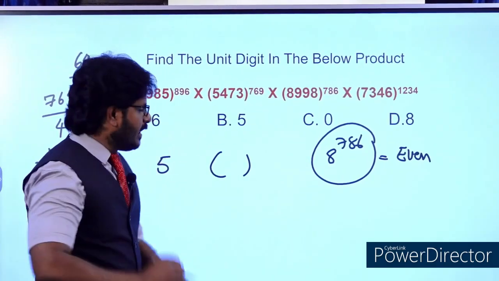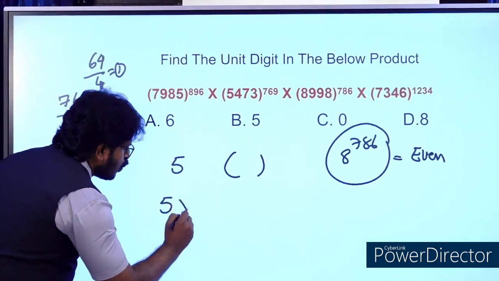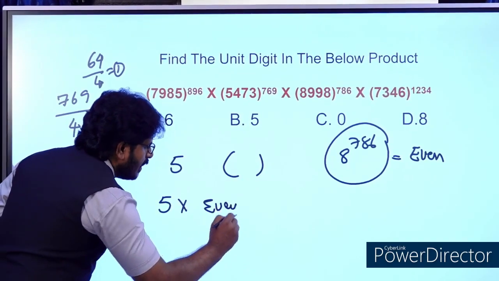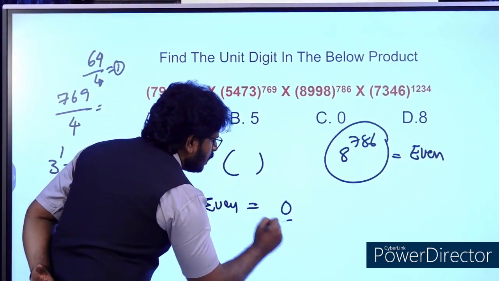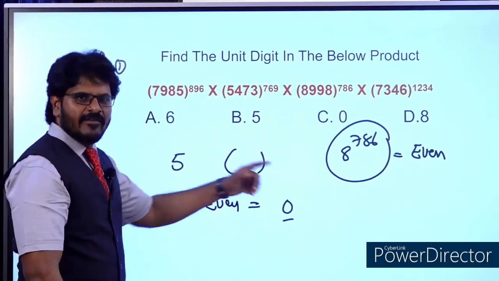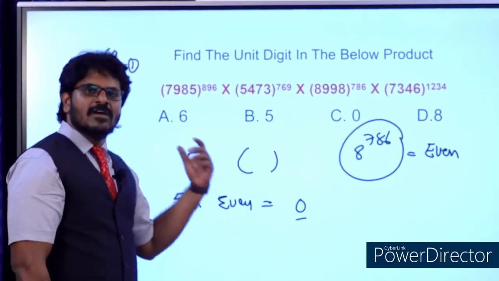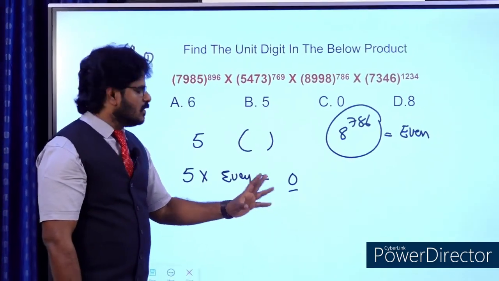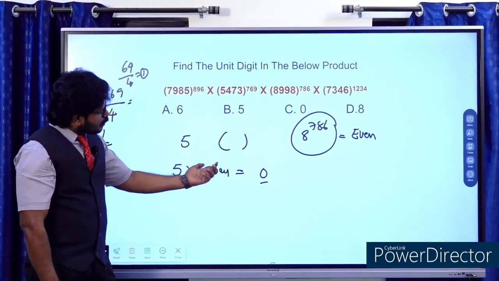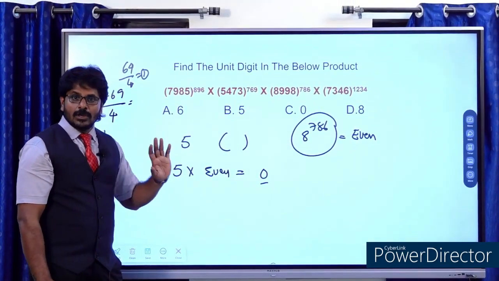So here the logic is: 5 into any even number, the units place will be 0. For example, 5 into 2 you will get 10, 5 into 4 you will get 20, 0 is the units place. 5 into 6 you will get 30, 0 is the units place. That means 5 into any even number you will get 0 in the units place.